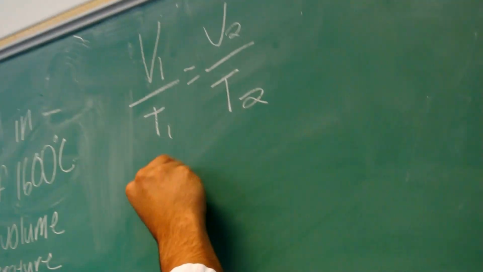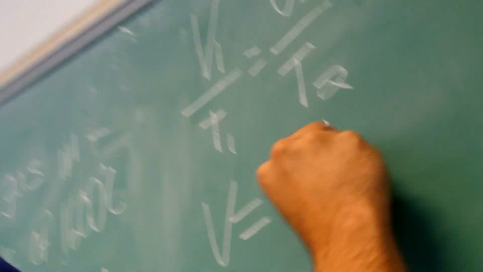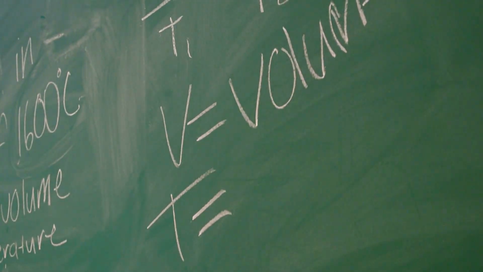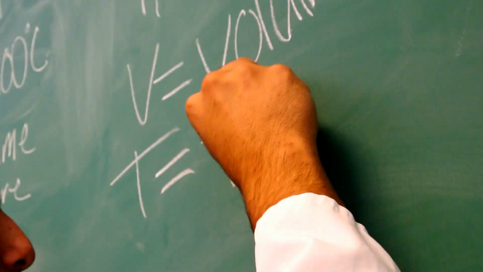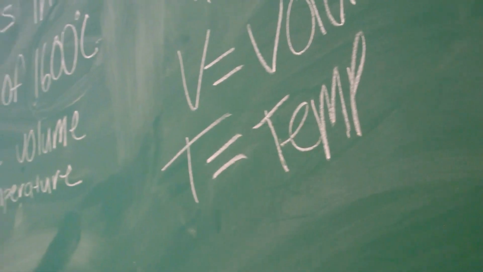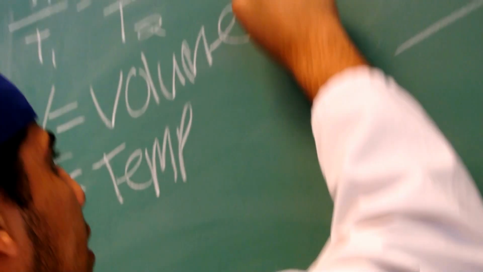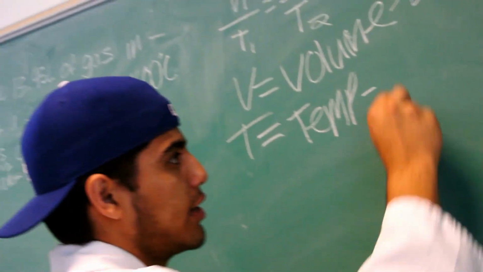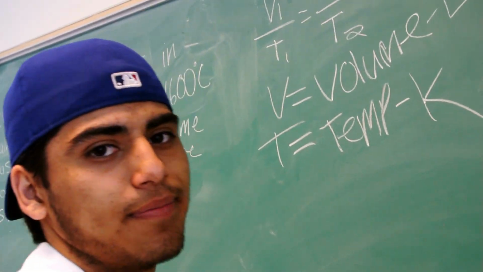I just gave away the next part of our segment. V in this equation stands for volume. T in this equation stands for, you guessed it, temperature. Volume is measured in liters and temperature in Kelvin.